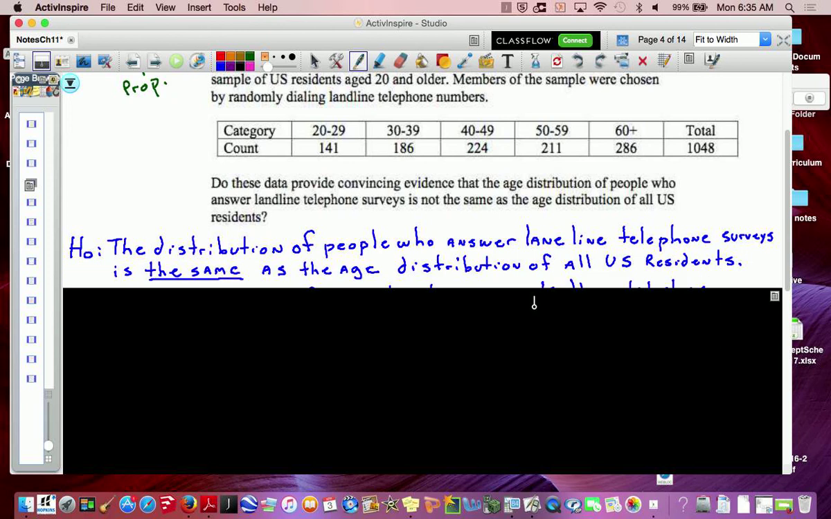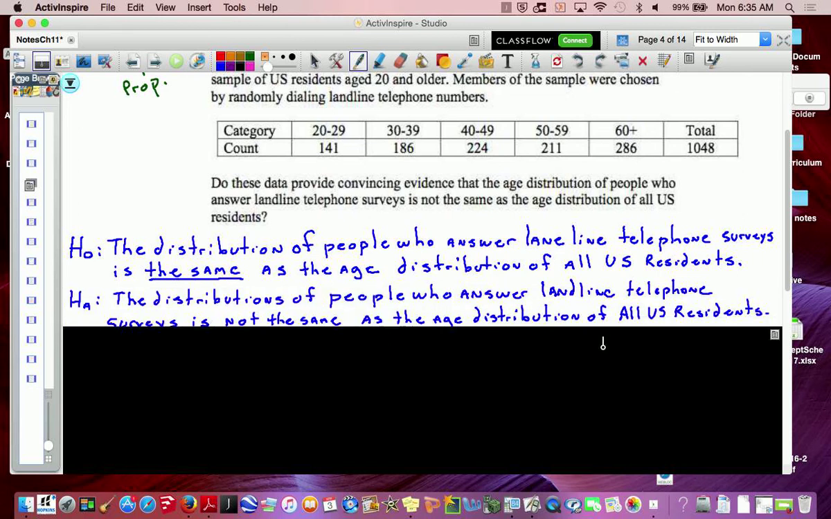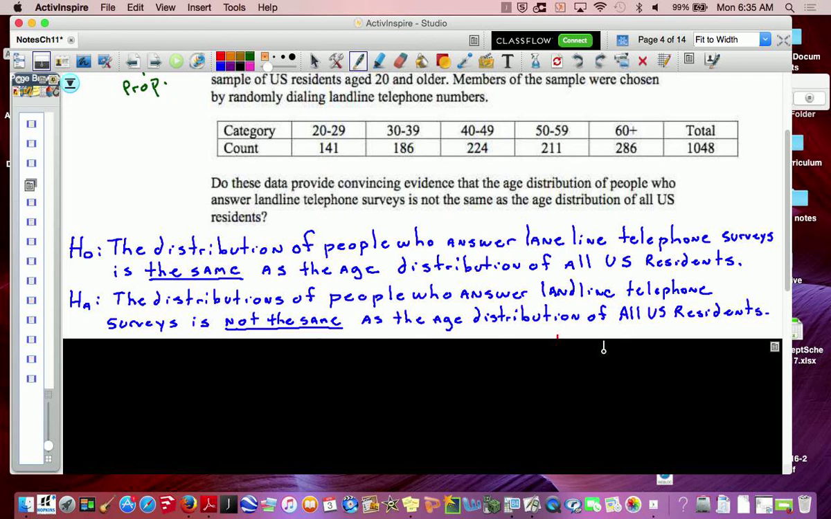So the null hypothesis would say the age distribution of people who answered landline telephone surveys is exactly the same as the age distribution of all U.S. residents. They are equal to each other. That is what we would expect. Or their differences are so small between what we expect and what we observe that we would consider them the same. The alternative then would say they are not the same.